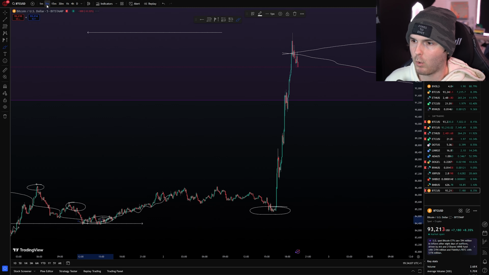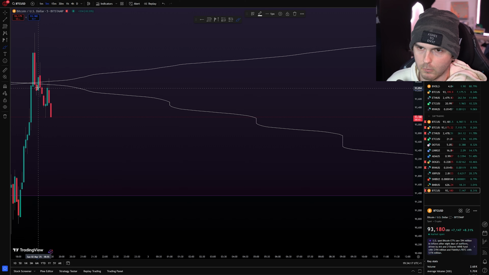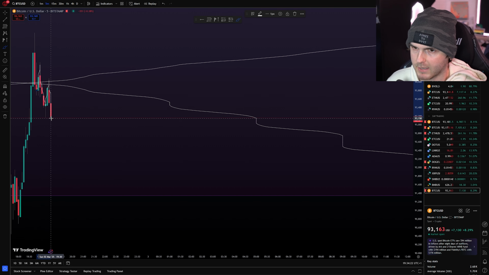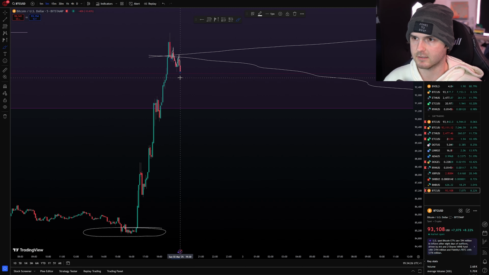If we zoom in a bit more to the 5-minute charts, you can see we have a high, we have a low, we have a lower high, we have a lower low, lower high. We're making a lower low as we speak. Now the question is, where is this gonna stop?